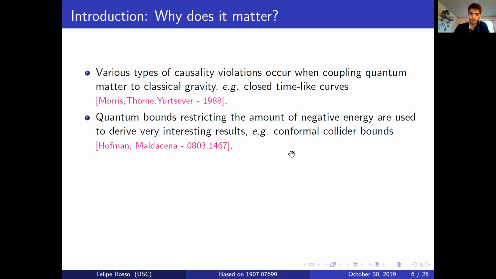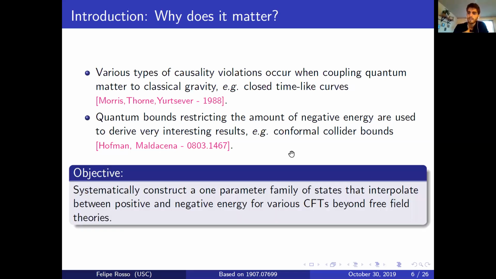Good. So let me tell you what is the objective, what is the aim of this paper. So the idea is to systematically, instead of focusing our attention on the bounds restricting the energy, try to focus on the states. This is to say, I want to construct a one-parameter family of states that interpolates between positive and negative energy for various CFTs beyond free field theories. Notice that the very simple example I just showed you is very nice, but it is of course for a free field. I want to see if we can do better than that.